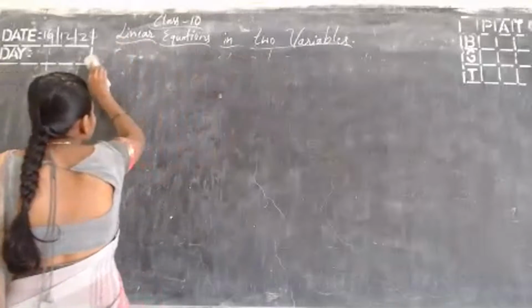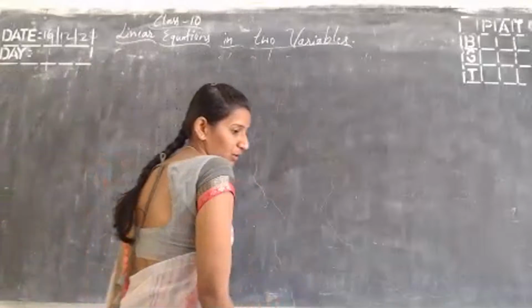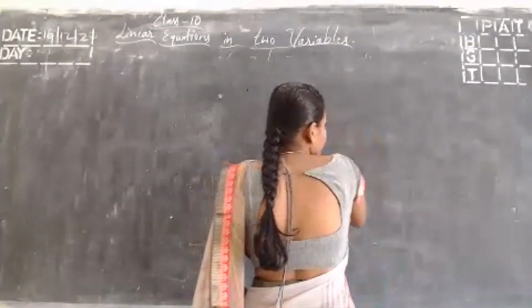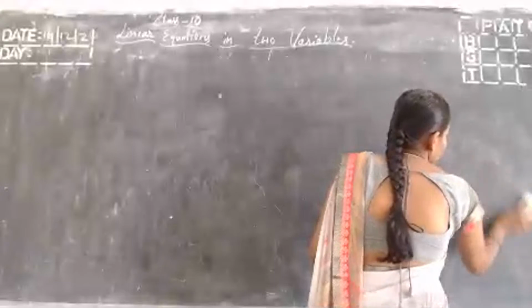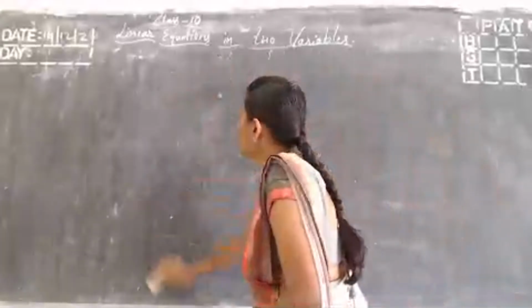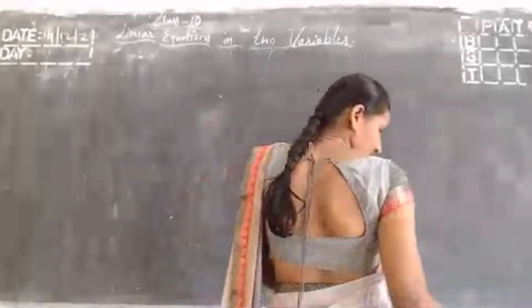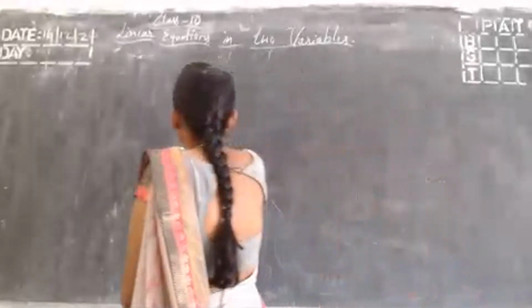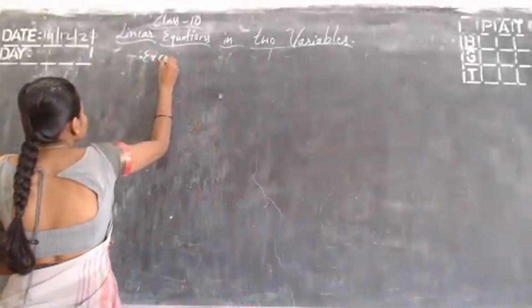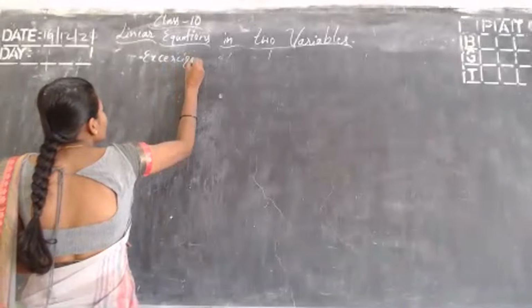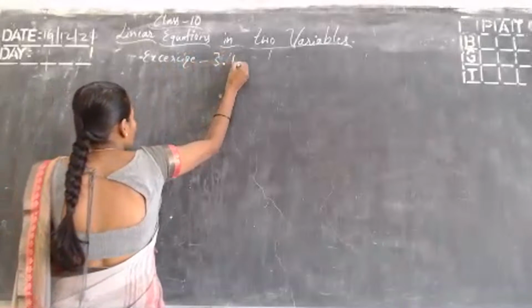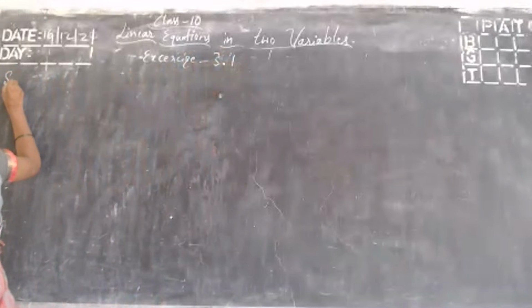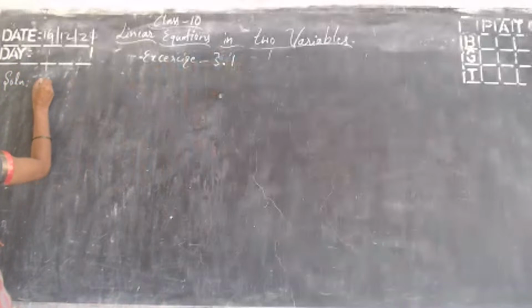Now exercise 3.1, first question. We write here: Exercise 3.1, solution of first question.